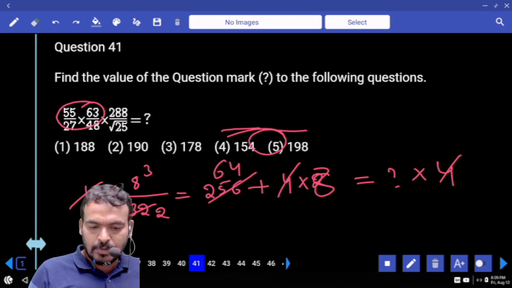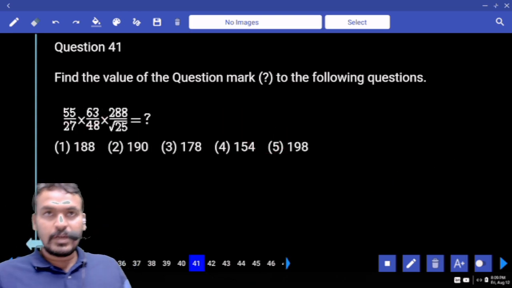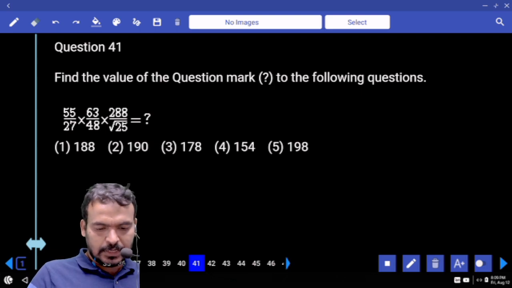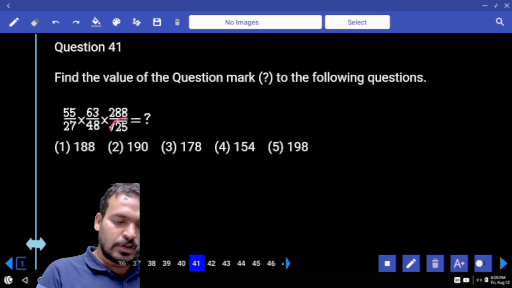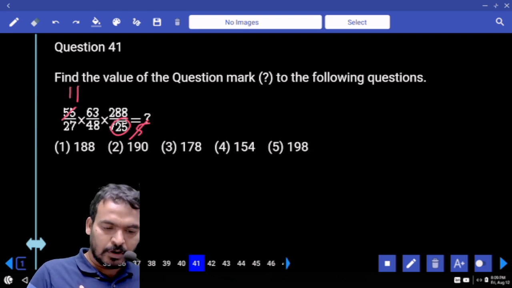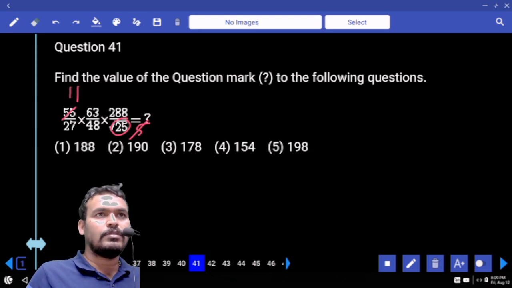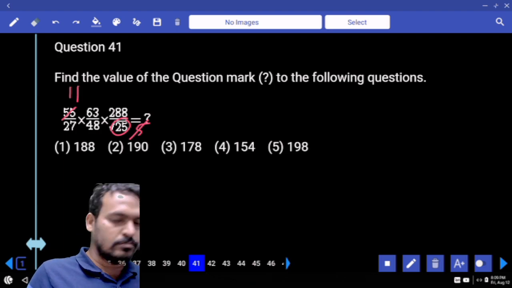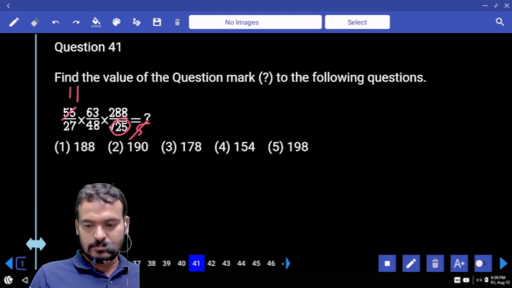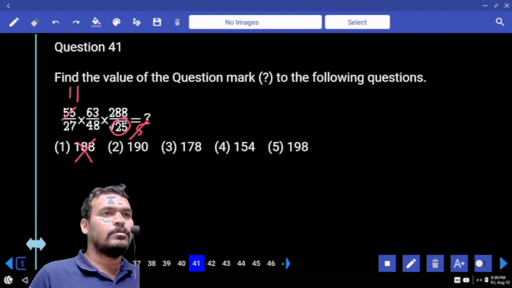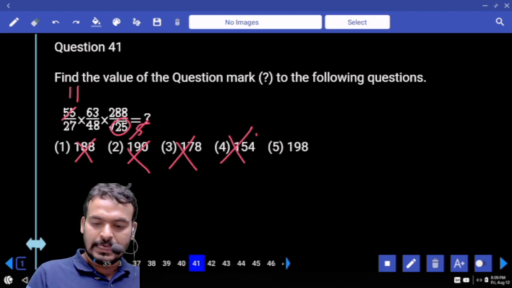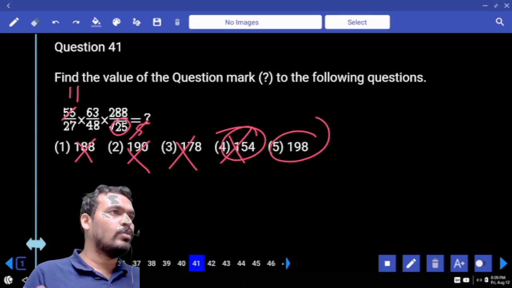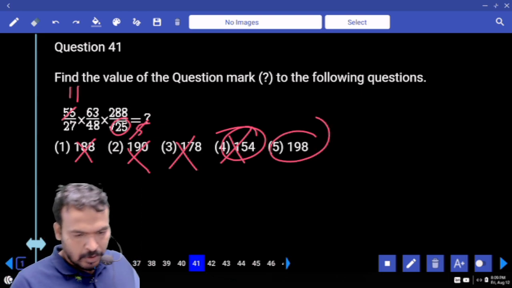Next. Question number 41. 55 by 27 into 63 by 48 into 288 by square root of 25. Square root of 25 means 5. 5 how many times 55? 11. Okay. Any cancellation value in denominator 11? No. Then the answer must be a multiple of 11. How many options? First option, 11 multiple? No. Second option? No. Third option? No. Fourth one? Yes. Fifth one? Yes. Two options.